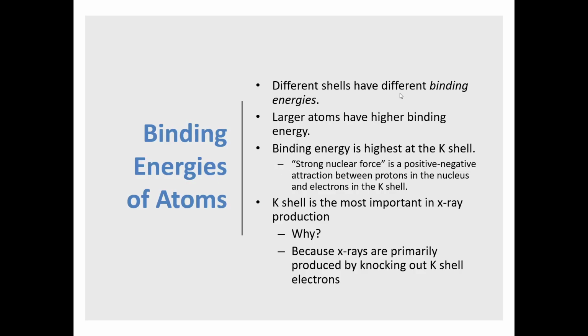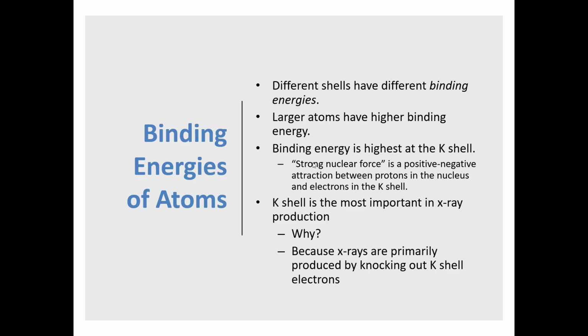So different shells have different binding energies just based on how far they are from the nucleus. And larger atoms, meaning more protons in the nucleus, are going to have higher binding energies because they have more protons in that nucleus that are pulling our electrons closer and tighter together. So the binding energy is the highest at the K shell. This is incredibly important. You really want to pick up on this and try to remember this.